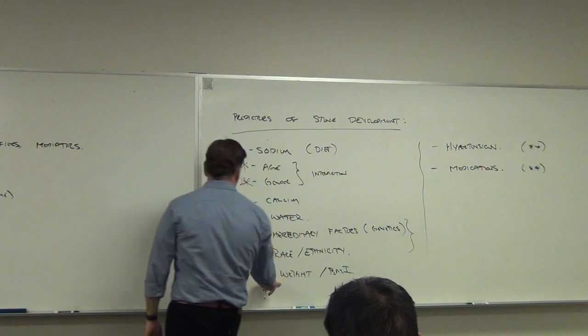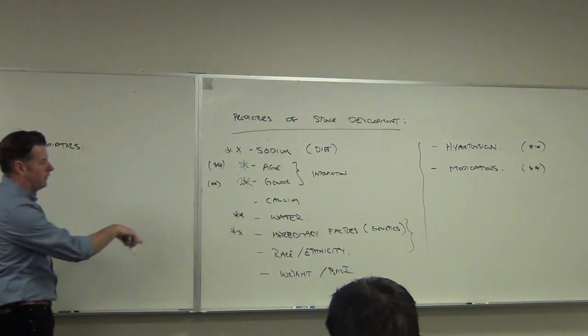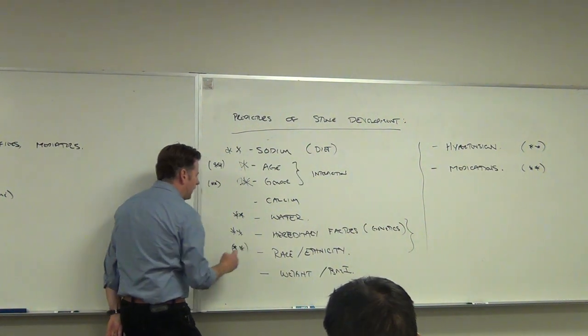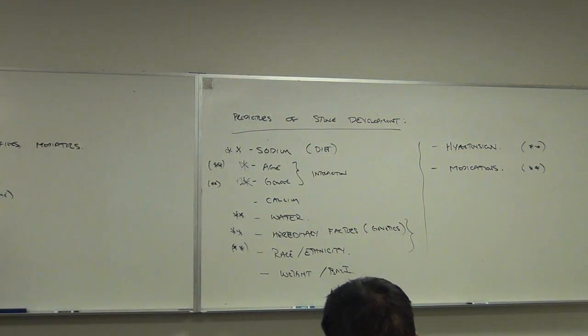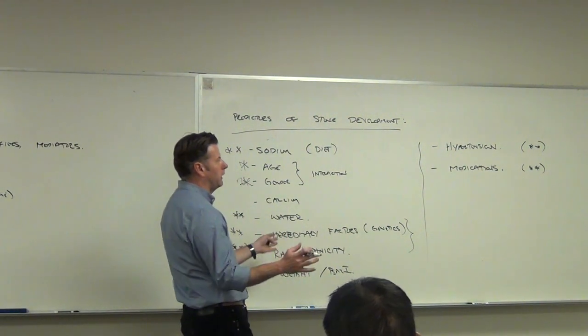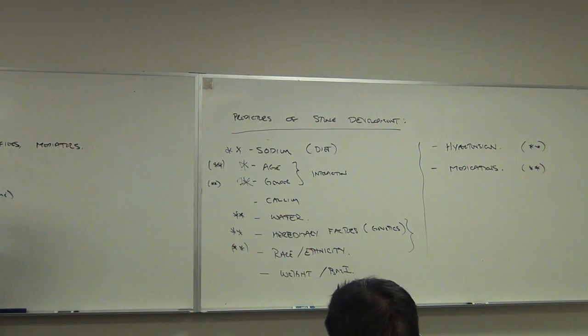BMI has kind of loosely been associated. Again, race, ethnicity, sticking with that, there are definitely differences in terms of kidney failure across different races and ethnicities. It could be tied into genetics, could be tied into diet. It gets kind of messy when you're thinking about these things. The key thing is that just about everything that we wrote up there is a potential confounding factor in what you're looking at here.